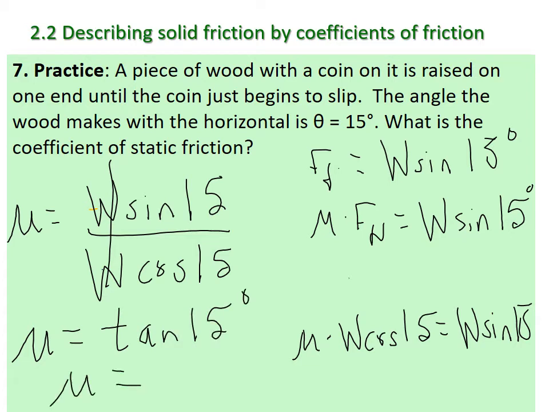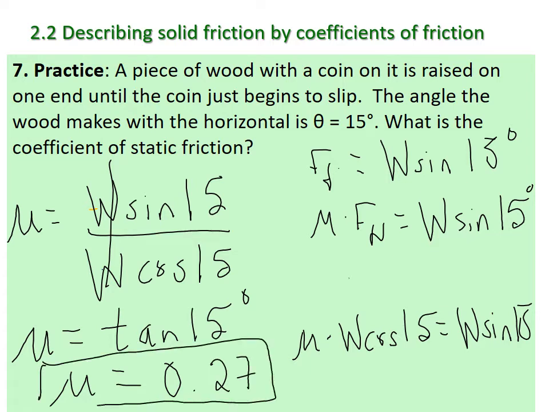Mu equals tan of 15 degrees. Plug that into my calculator, second tan 15, and I get a coefficient of static friction of 0.267. I'll just round this up to 0.27, and it's a unitless number. The coefficient of friction, unitless.